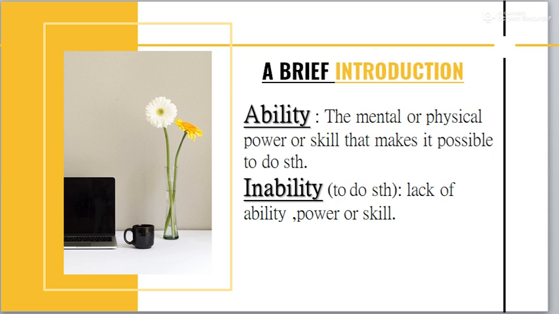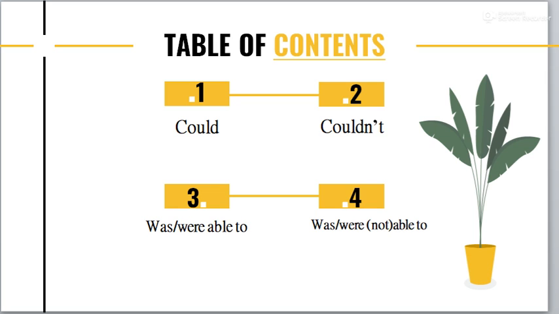Before anything, we have to know the meaning of ability and inability. Ability is the mental or physical power or skill that makes it possible to do something. But inability to do something is the lack of ability, power, or skill. These are the elements that we're gonna discuss and explain in our lesson in this video: the usage of could, couldn't, was, were able to, was not, were not able to.